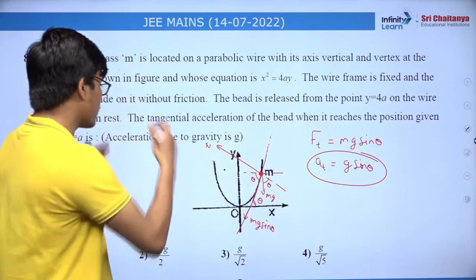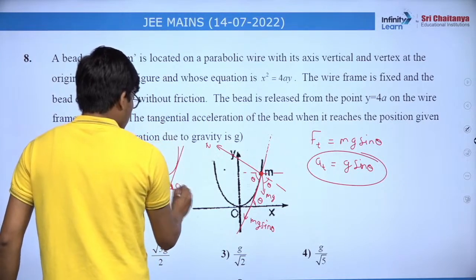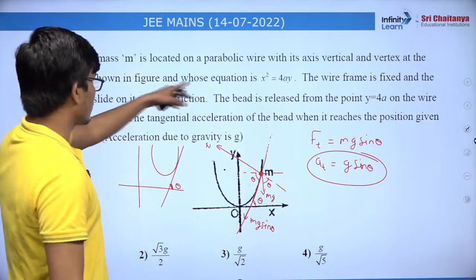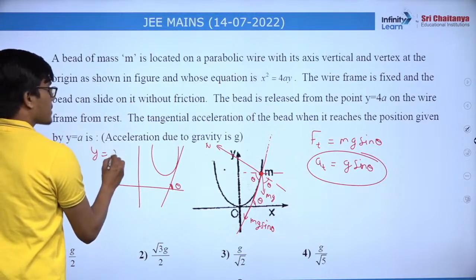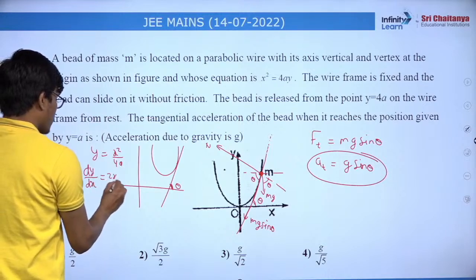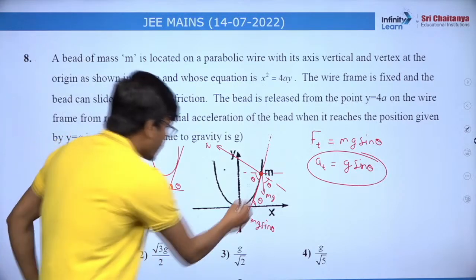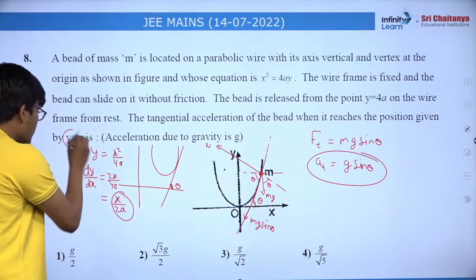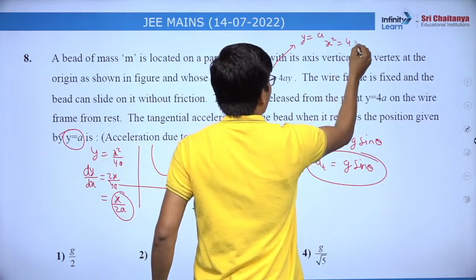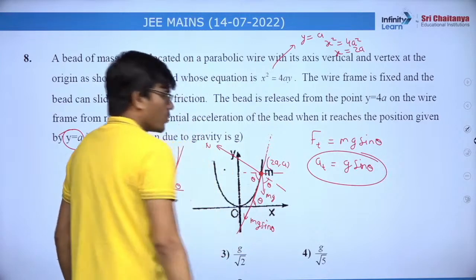And it is very simple, just focus on the curve. If you have a tangent on the curve, what is this angle called? This is slope angle, right? And we can calculate it by using differentiation if I know the equation of the curve. And the equation of the curve is given as x square by 4a. So dy by dx you can write 2x by 4a, means x by 2a. And do you know the value of x at this point? Just focus at this point, y is equal to a. So if you put y is equal to a, your x square will be 4a square, means x is 2a. So you can write the coordinate of this point as 2a comma a.